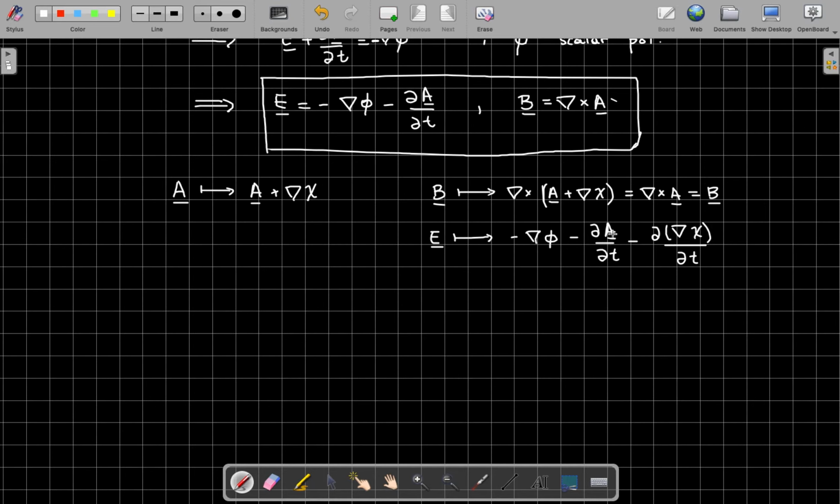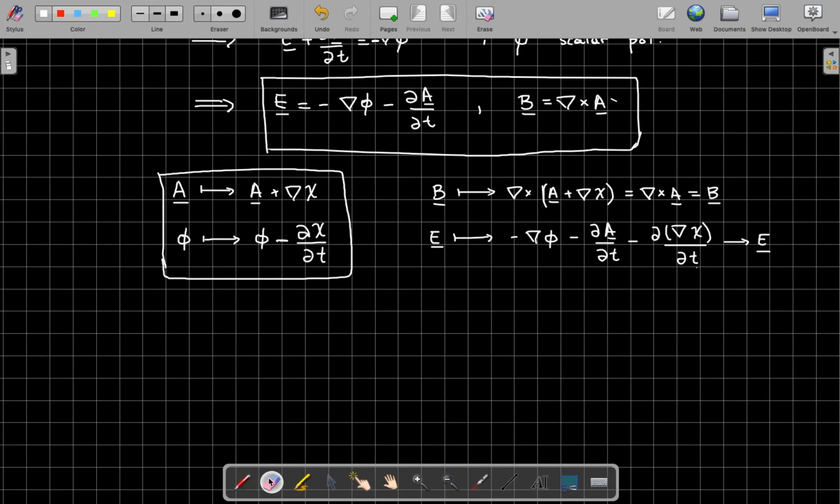Okay, this is a bit of a problem because I'm not getting the same E back. However, I can make sure that I do get the same E back if I also transform phi. If I transform phi with a minus, then it will be minus grad psi plus the derivative with respect to time of grad chi. And so then these two cancel out. Okay, and that's how I get my E back. So you can check it for yourself. These two transformations give me the same E and B.